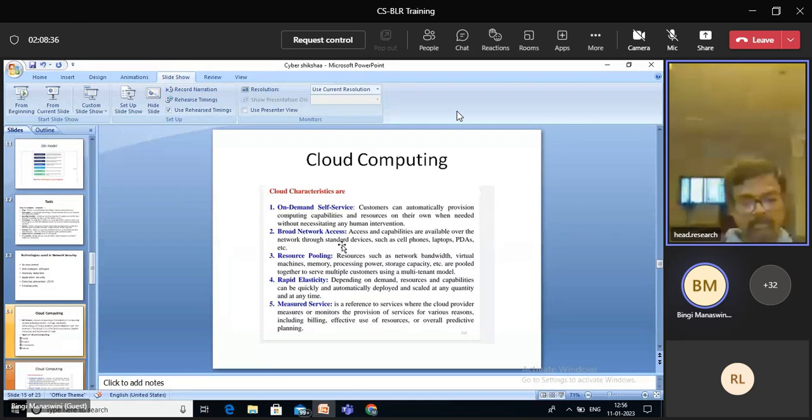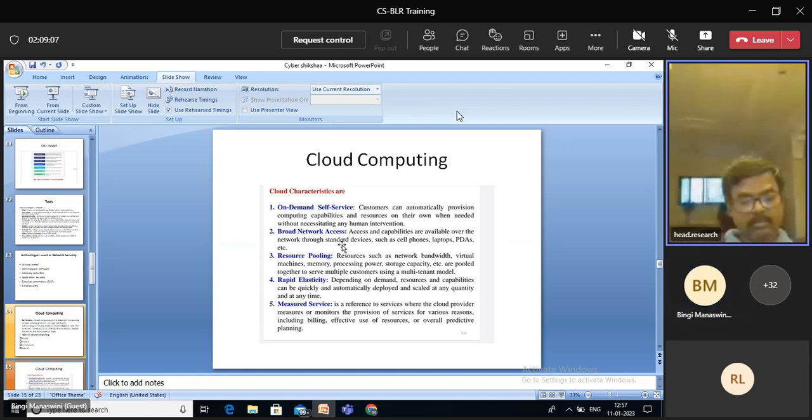And about broad network access, we can use cloud computing on different types of devices like cell phones, laptops, and everything. And about resource pooling, resources such as network bandwidth, virtual machines, memory, processing power, storage capacity are pooled together to serve multiple customers using a multi-tenant model.